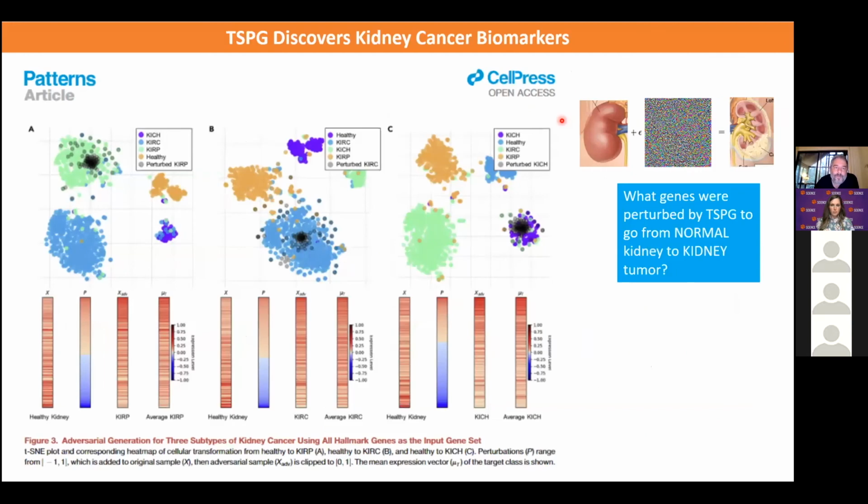We've applied this to kidney cancer and other cancers as well, where you can take all the gene expression patterns for, say, a normal kidney, and then change them to different kidney subtypes, and then find out what the algorithm, the computer program, told you are the genes that changed. So it's like going from a normal kidney, using the algorithm to find out what the tumorous kidney looked like.